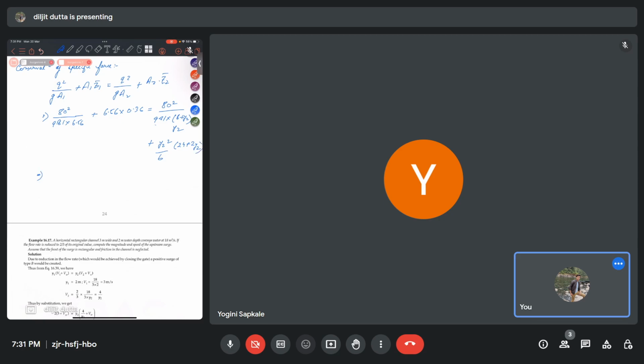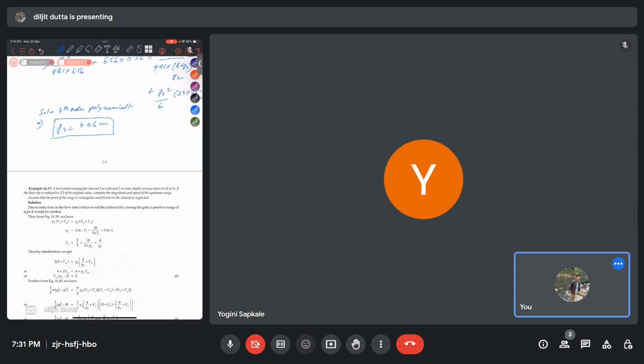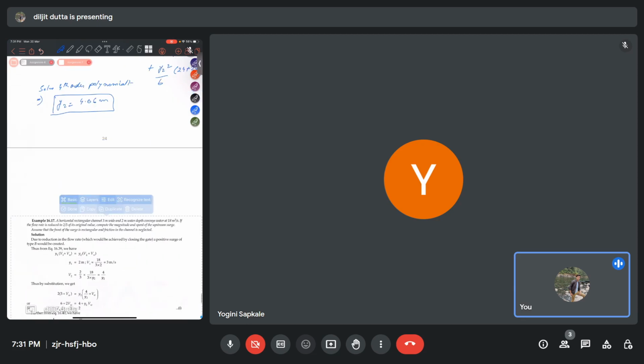Now this will give a fourth order polynomial, and if we solve the fourth order polynomial by scientific calculator, then we will get y2 is equal to 4.06 meter. So this is the depth after the hydraulic jump. So the loss of energy in the jump will be given as the difference of specific energy.